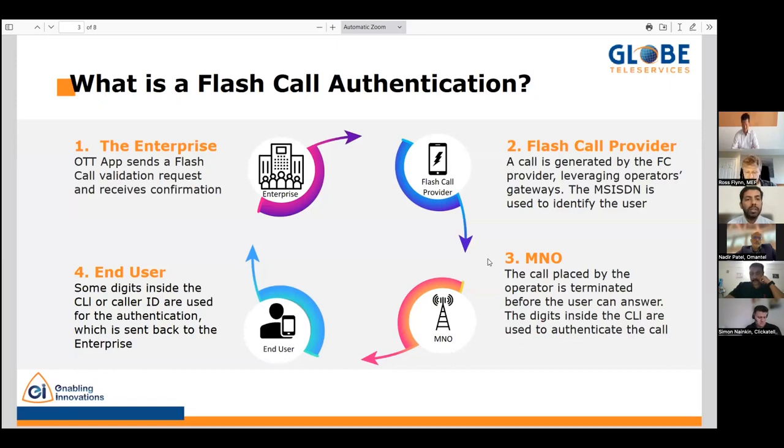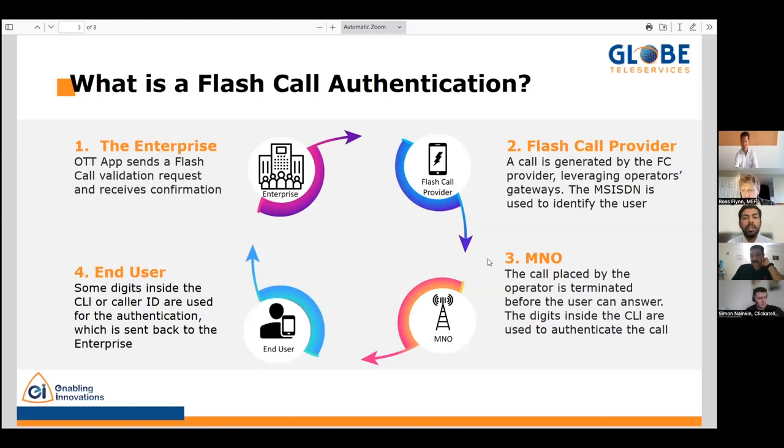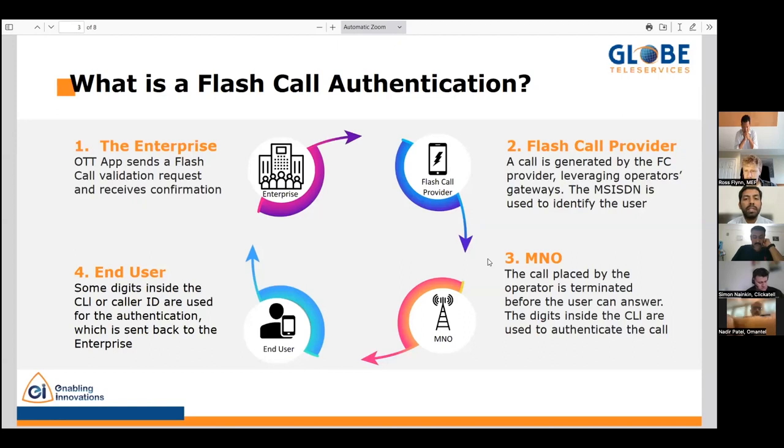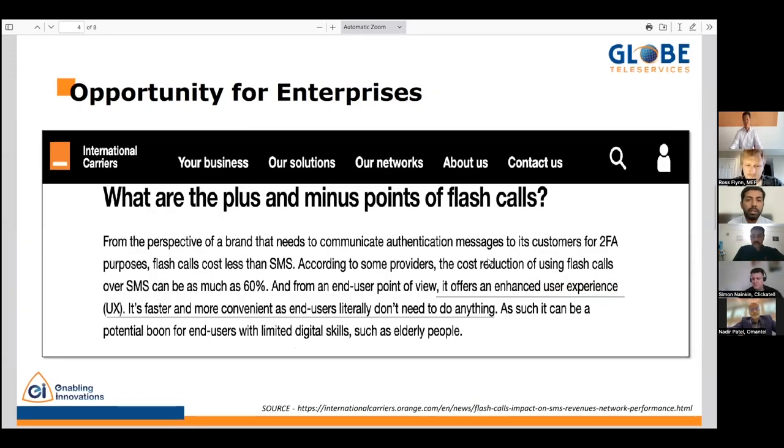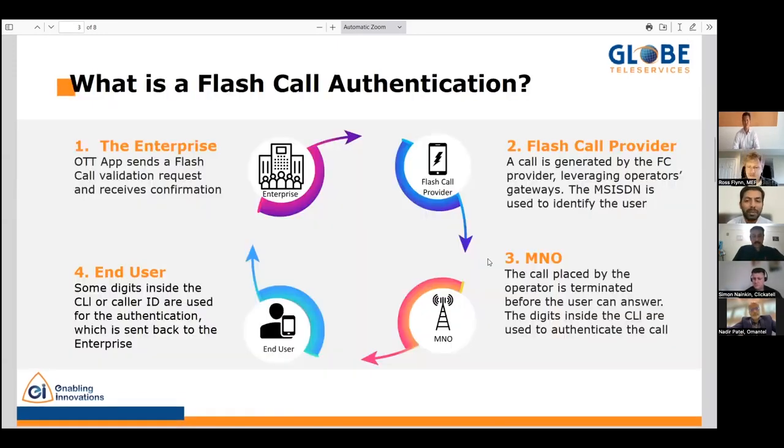So in the case of flash call authentication, instead of an SMS, the enterprise OTT app sends out a flash call validation request. Once that validation request is sent out, as we go to step 2, the flash call provider generates a call. That call has a specific MSISDN, what we also call the originating address, and that MSISDN is used to identify the user.